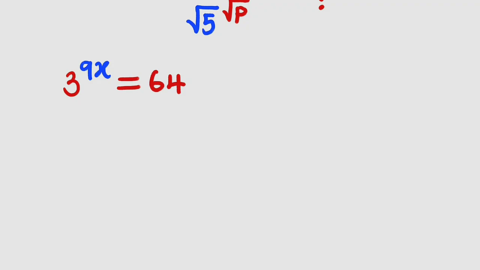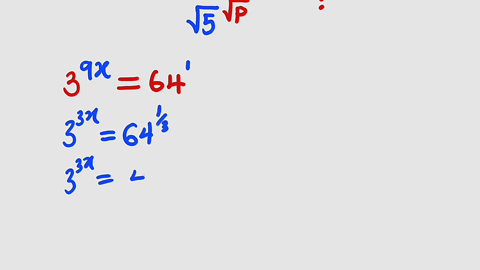Alright, here is the first equation, 3 raised to the power of 9x equal to 64 raised to the power of 1, because any natural number can be raised to the power of 1. Then I would like to divide these exponents by 3. If you divide 9x by 3, you obtain 3x. So this is 3 to the power of 3x, and this is equal to 64 raised to the power of 1 divided by 3, which is just the cube root of 64. And the cube root of 64 is what? 4. Therefore, 3 to the power of 3x is equal to 4.